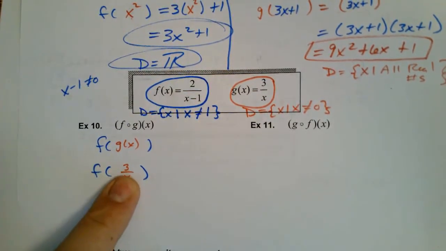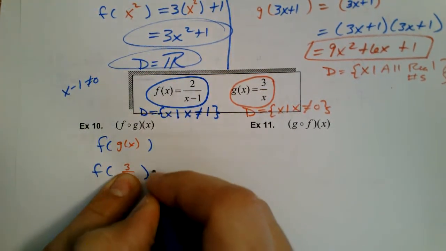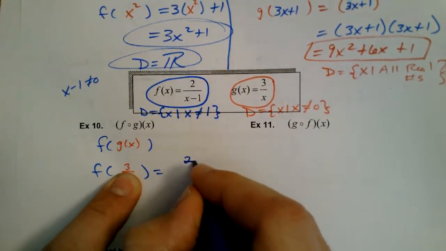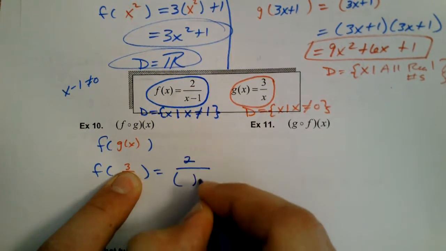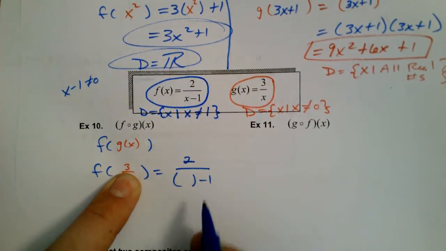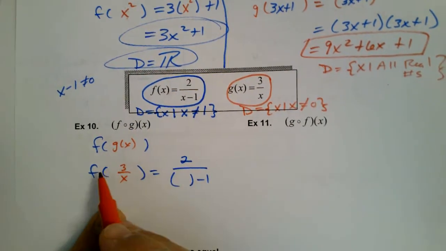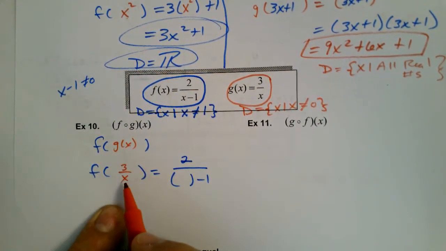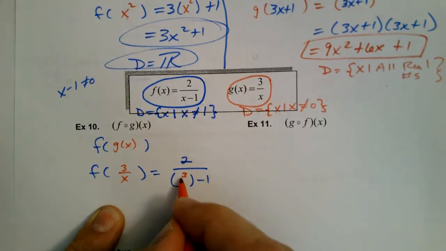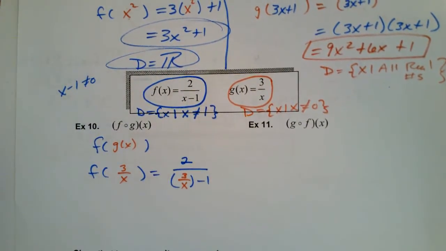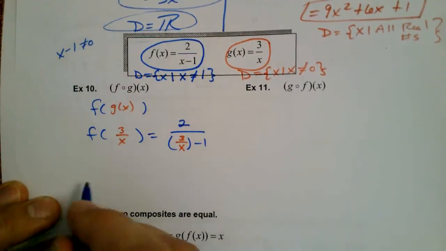Well, if I want to do f of 3, I would take the f function, which is 2 over x minus 1. But instead of x, I would put parentheses and I would put 3 right here. But it's f of g of x. It's f of 3 over x. So I got to put the 3 over x right here. Okay? And now this is where domain comes in.